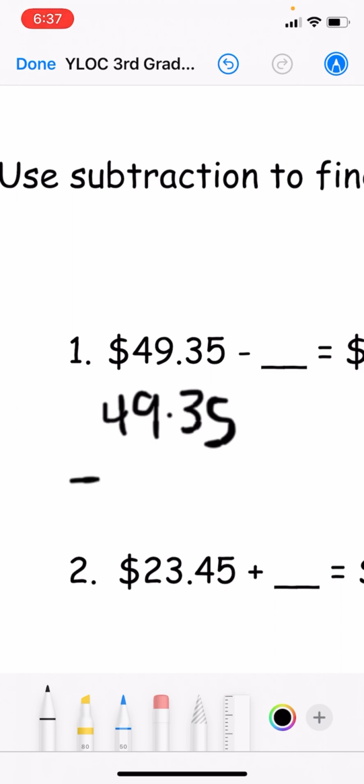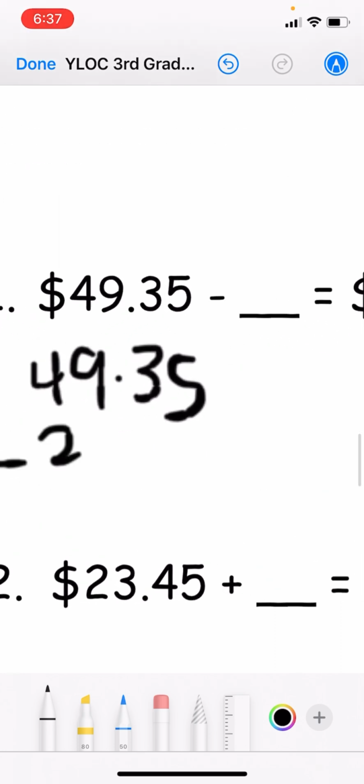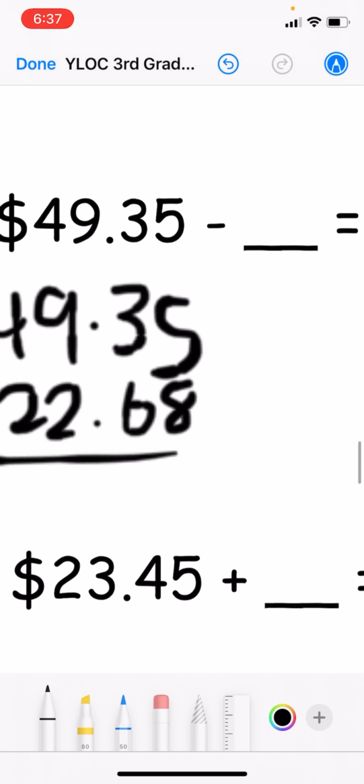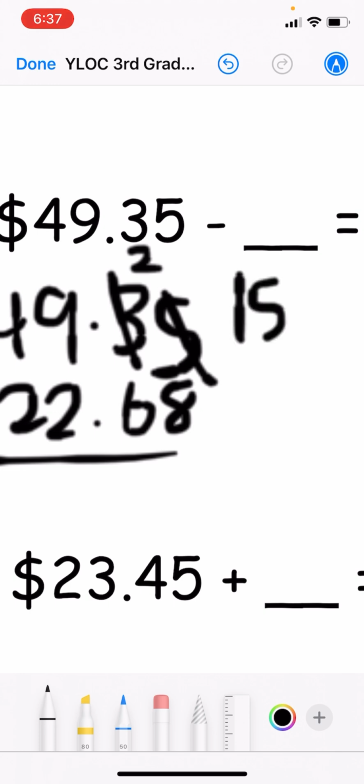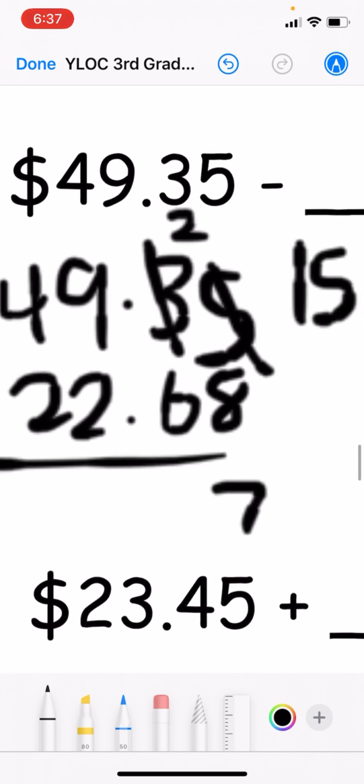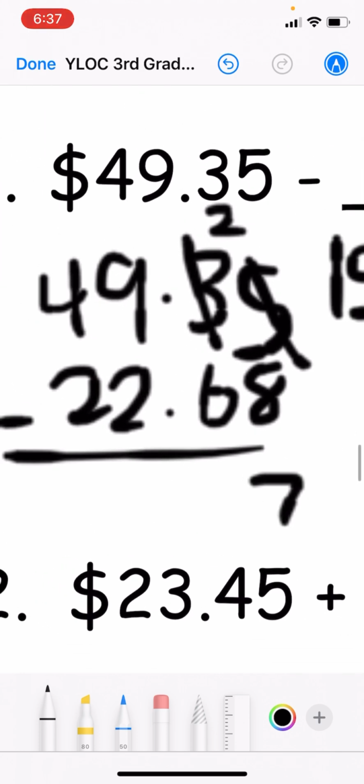$49.35 minus $22.68. 5 can't subtract 8, so we'll borrow from the tens place. 3 becomes 2, and 5 becomes 15. 15 minus 8 is 7. Next, 2 can't subtract 6, so we'll borrow from the ones place.